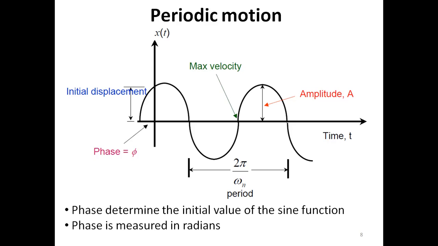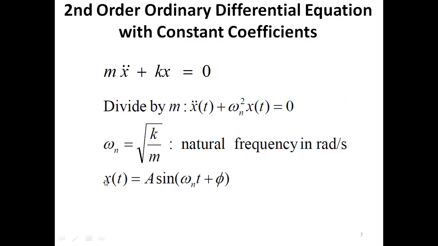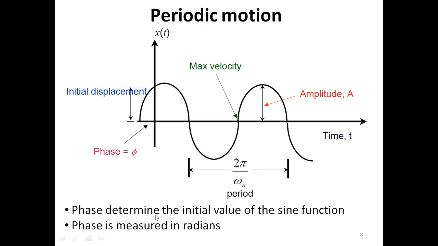So generally, when we have to take a general case, we have to include phi in our displacement model. So x of t is equal to A sine omega n t plus phi. So this phi would represent what? It would determine the initial value of the sine function, or in this case, the initial displacement when time is equal to 0. It would be represented by the phase in the displacement model.